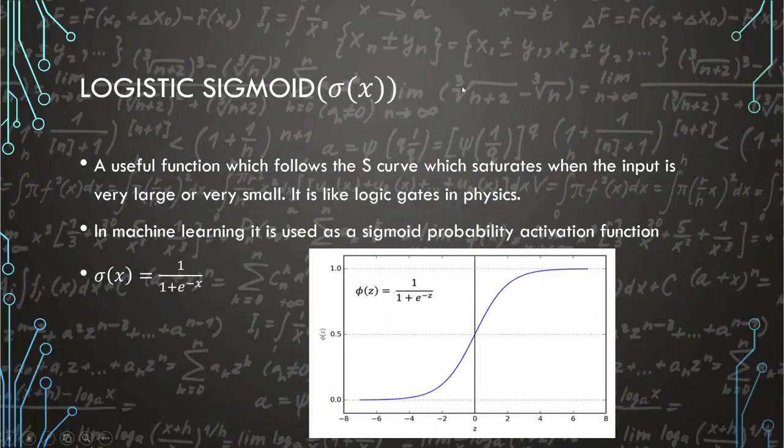So there is one function known as the logistic sigmoid. It is a very useful function which follows the S curve, which saturates when the input is very high or very small. It is like logic gates in physics. In your high school physics course, you must have seen in the semiconductor chapter that a transistor can be used as a switch, which can be on or off according to whether high current or low current flows through it. So it is like a logic gate.